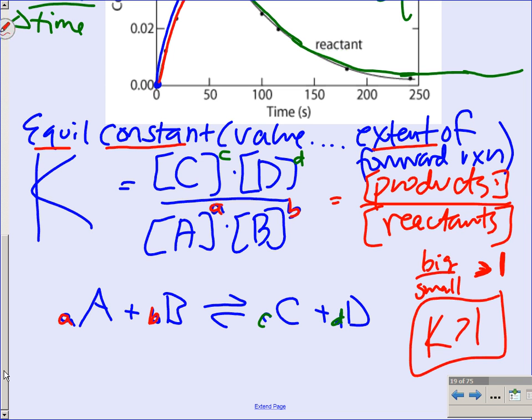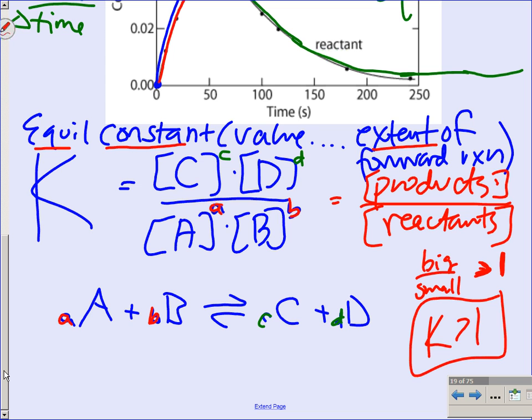So you now have a list of facts about each style. When the graphs cross, K is what? Greater than 1. Those graphs crossing, you're seeing the products have risen. It's kind of gone higher. And then when the graphs don't cross and the reactants and products go parallel, that means the reactants are favored. K value is less than 1.